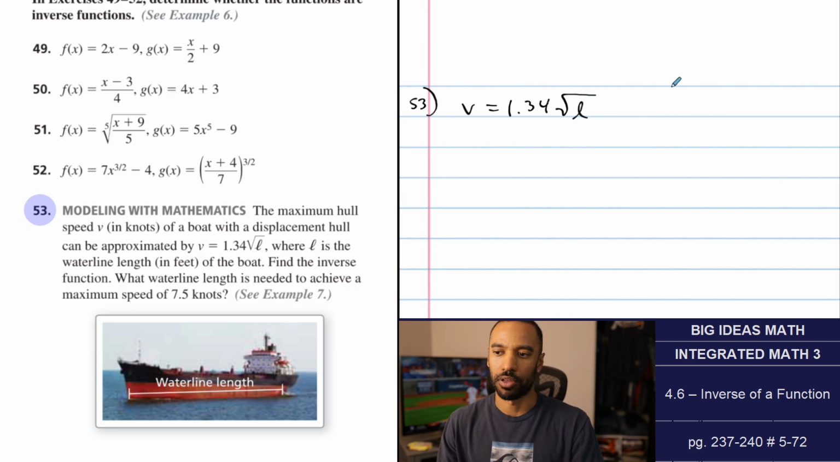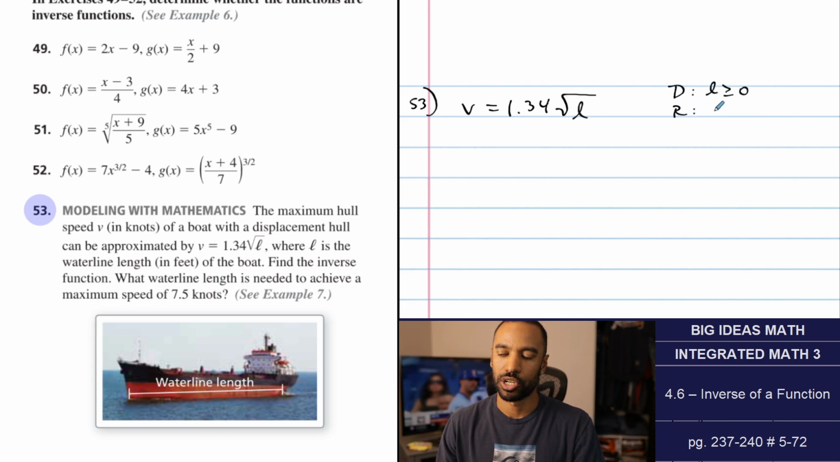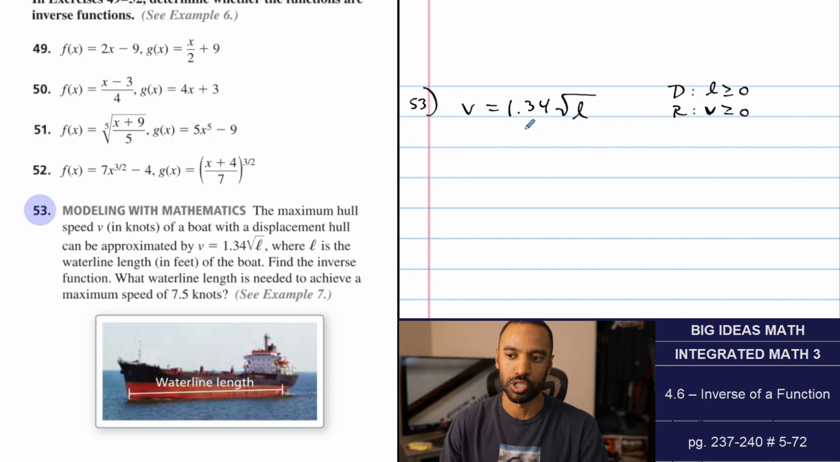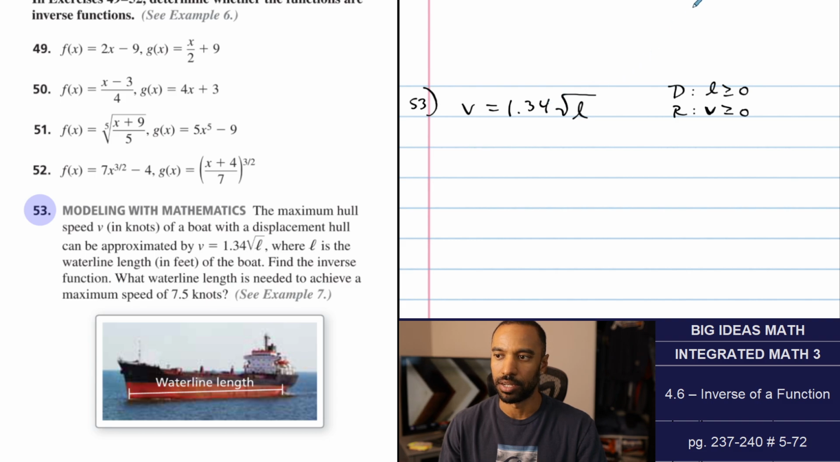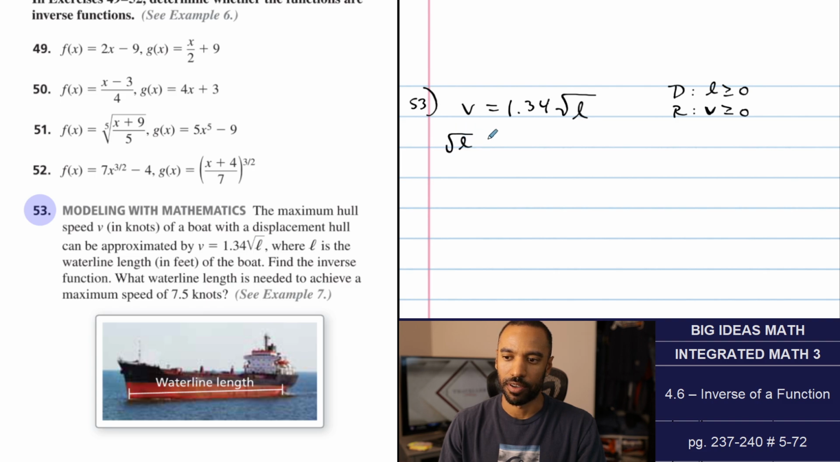Now first of all, this thing would have a domain and range such as this. It's positive and positive here, so the other one will have to be the same. Keep that in mind. You can choose to divide here first. I'm going to write square root of L on this side. Square root of L equals V over 1.34, and then we square both sides.